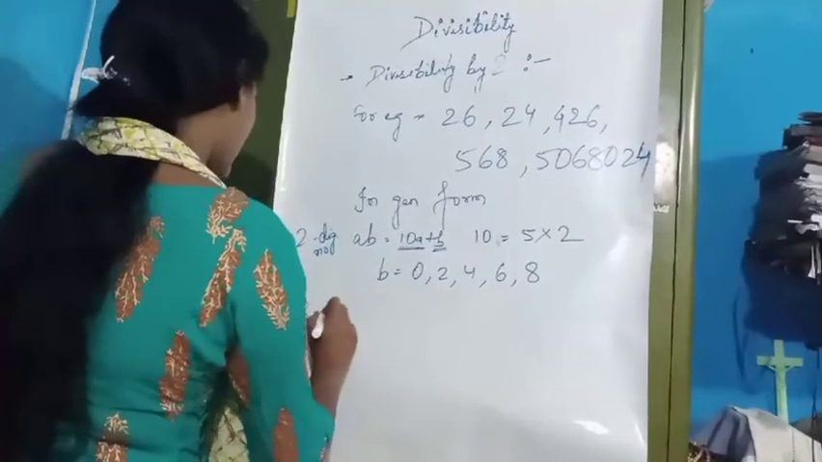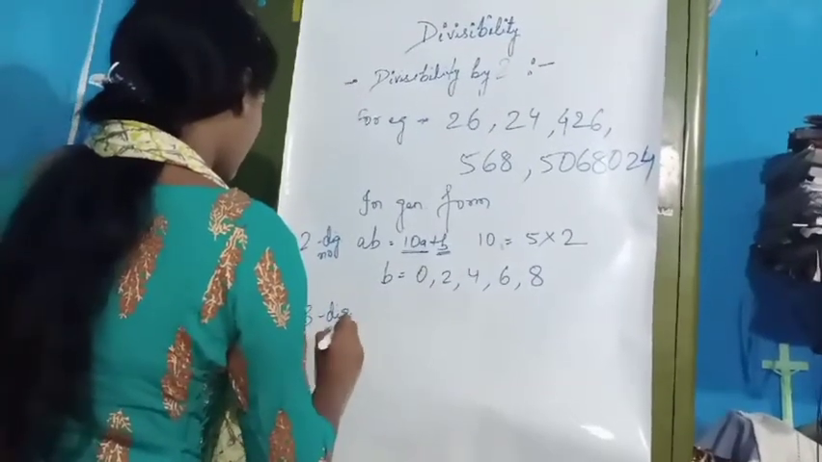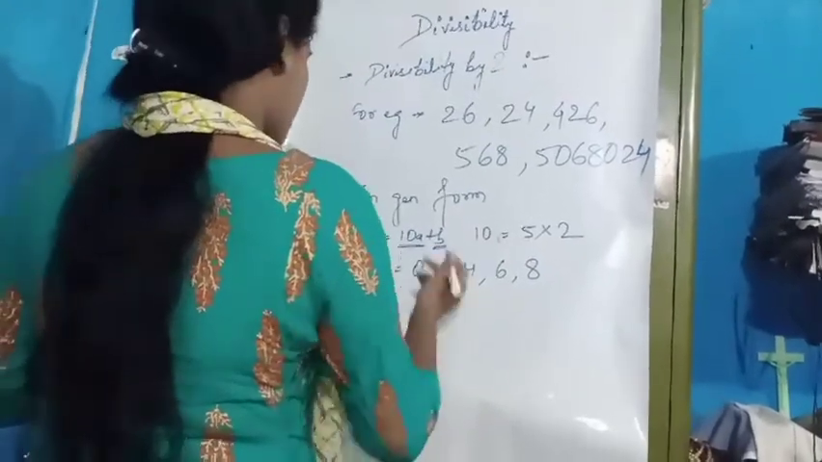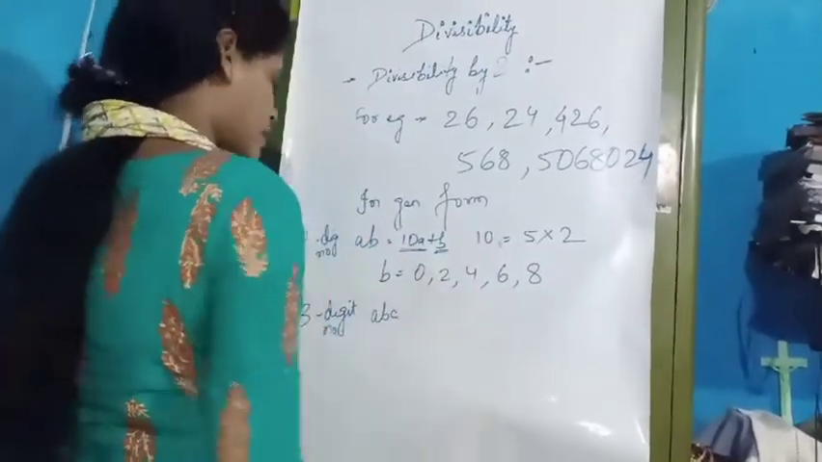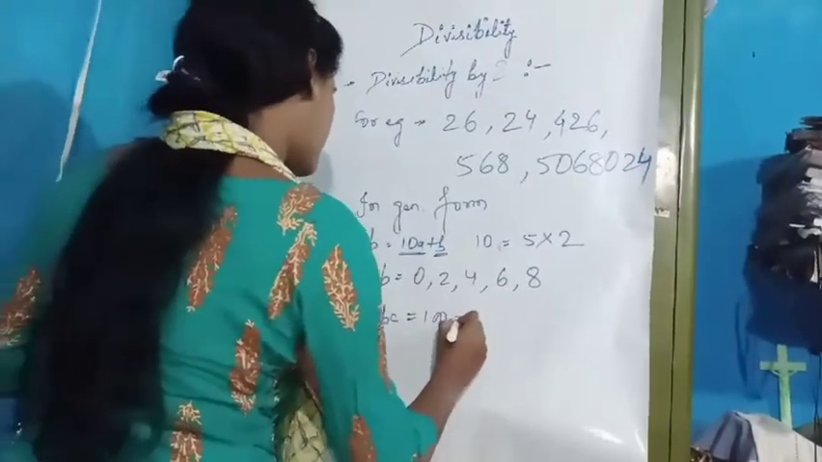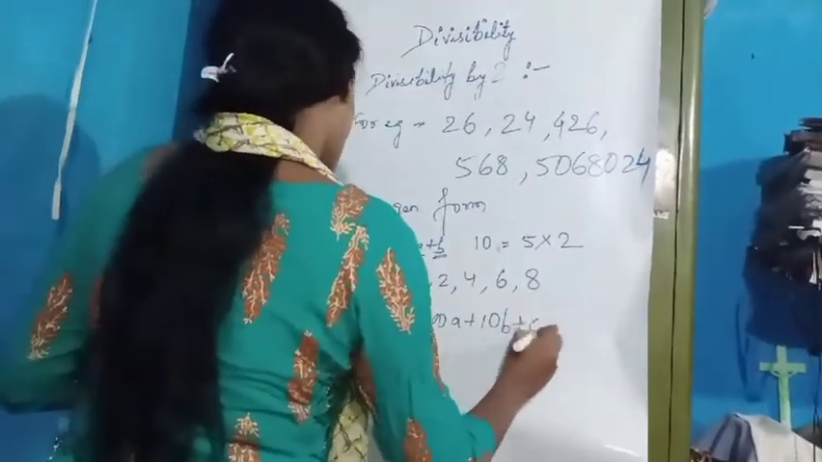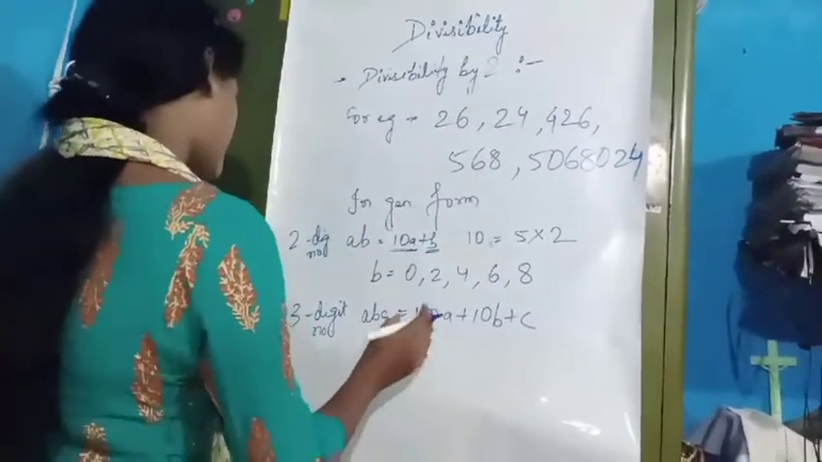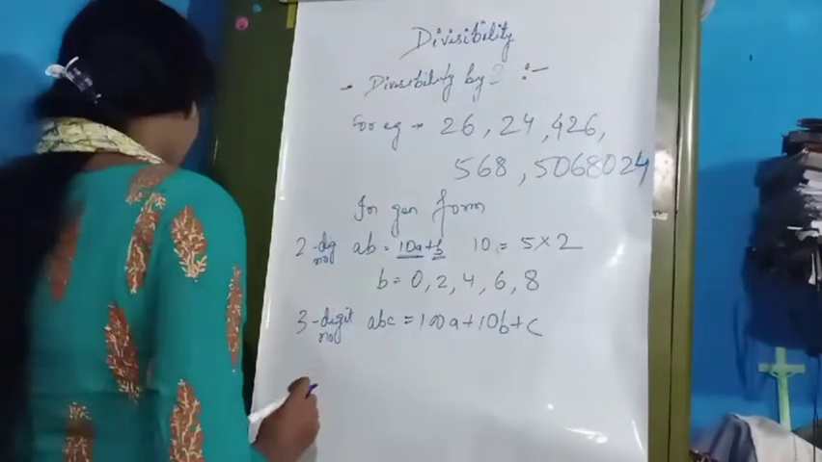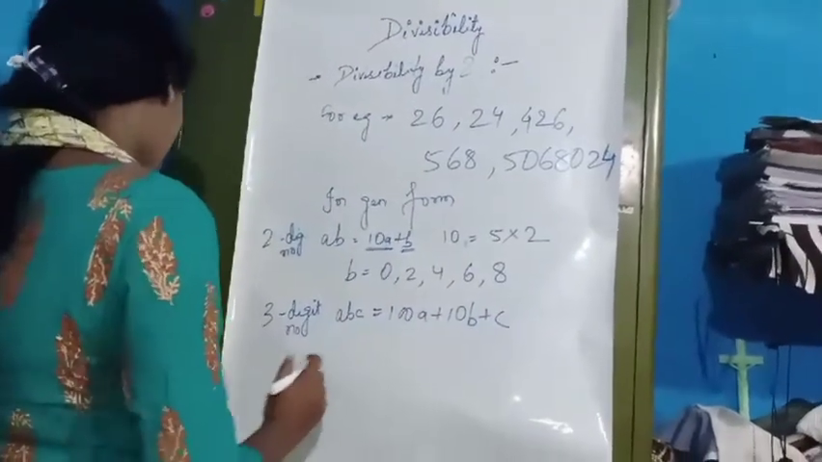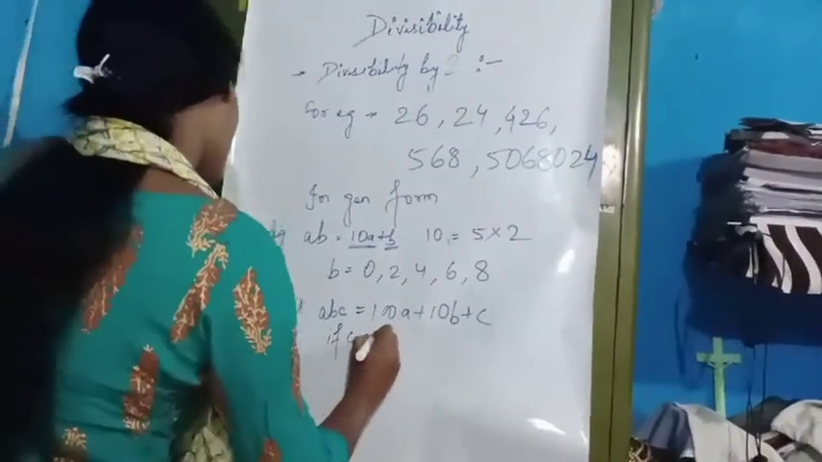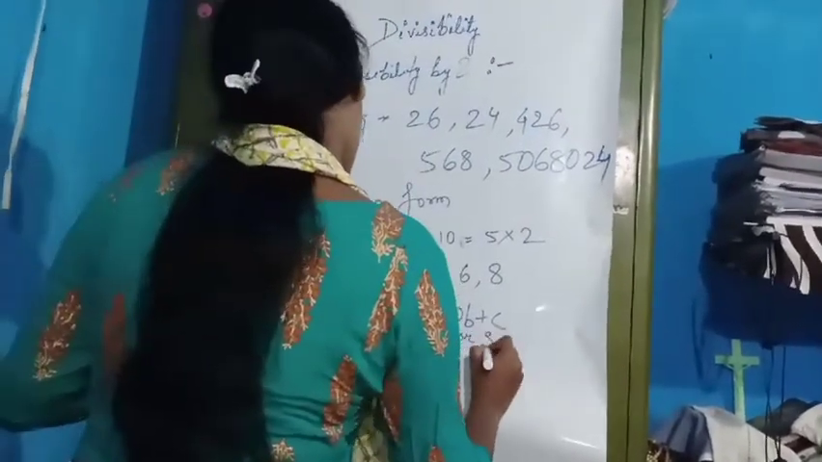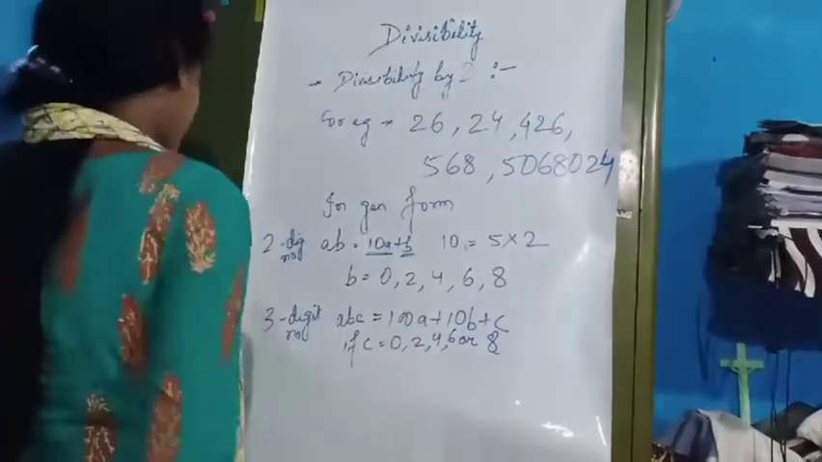Now for a 3-digit number ABC, which you know is 100A plus 10B plus C. Let's write this: 100A plus 10B plus C. You can see here that 100 is a multiple of 2. So if C is equal to 0, 2, 4, 6 or 8, this number is divisible by 2.